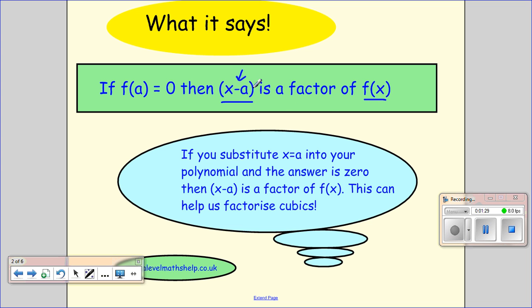So what does that mean? That means that x minus a divides exactly into f of x. This is a very helpful thing actually, because it helps us factorize cubics, which could be difficult.